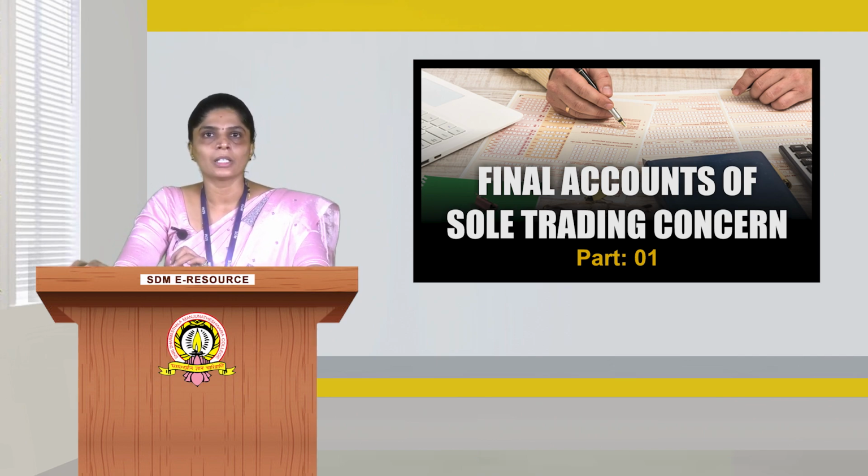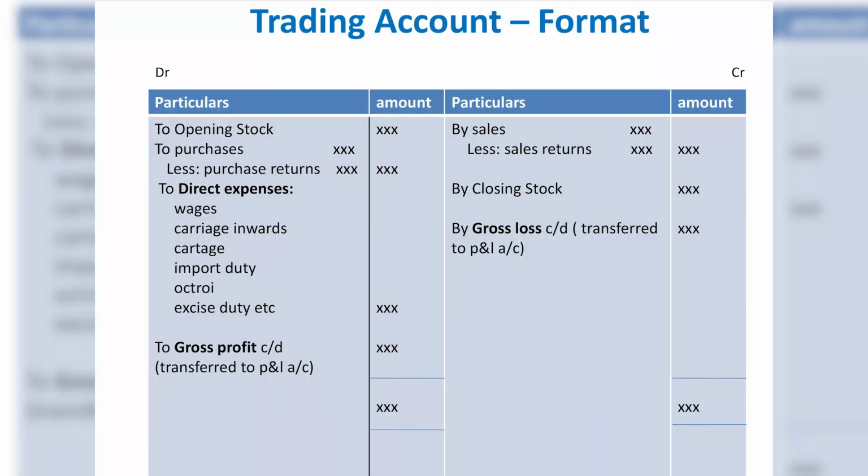Now, let us see the format of the trading account. Dear students, in the trading account, we are going to cover five important adjustments. Don't forget, five important adjustments. They are always related to the goods. The first important adjustment is the treatment of the opening stock. What is opening stock? The unsold goods of the previous year are treated as the opening stock for the current year. The first important adjustment to be taken in the trading account is the opening stock.